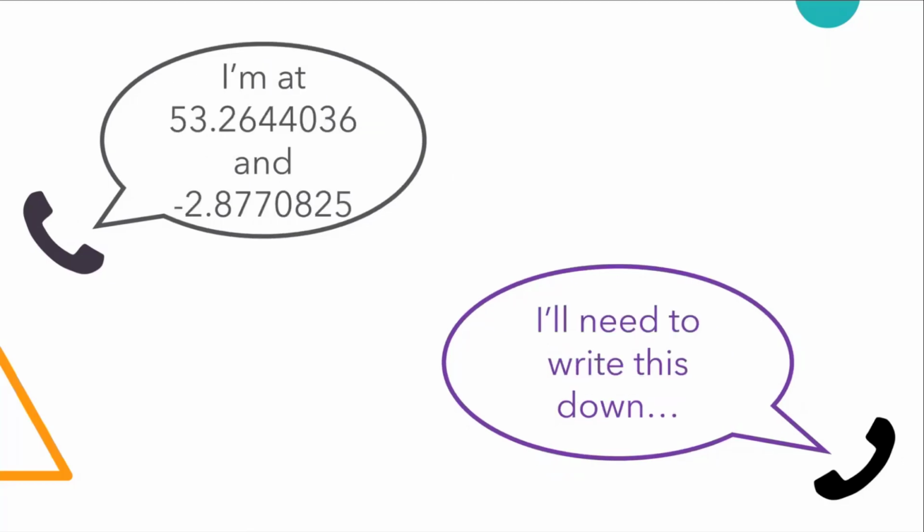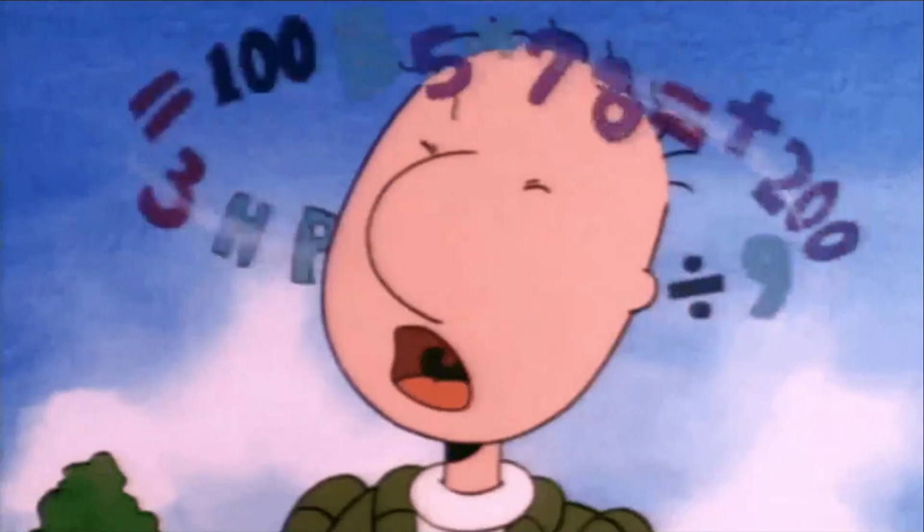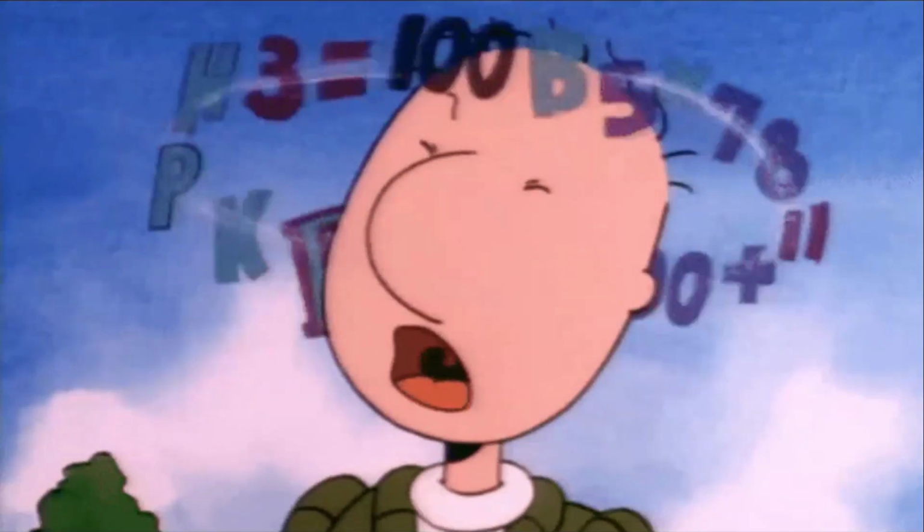So you read out your lat and long: 53.2644036 and minus 2.8770825. At which point the person goes, I need to get a pen, and whatever was happening slows down slightly. And if this is an emergency, then time is of the essence. So everyone gets confused, and the numbers are important.